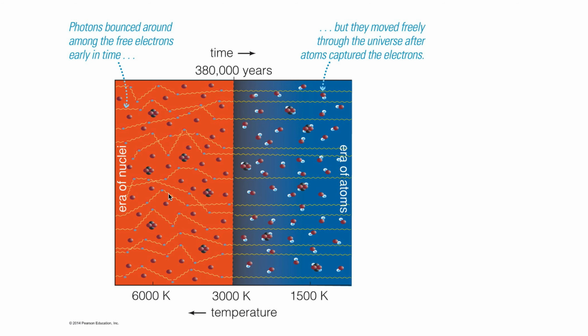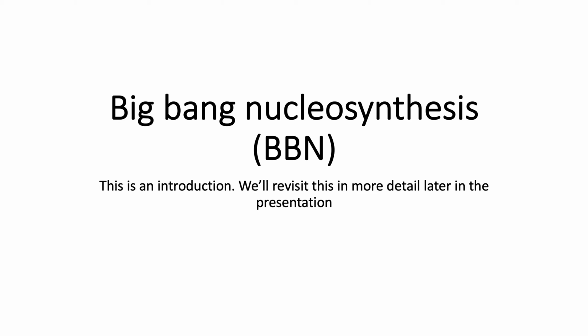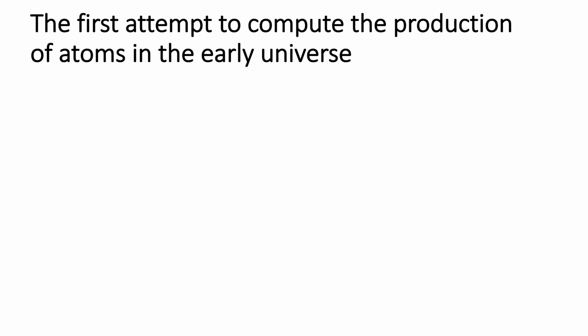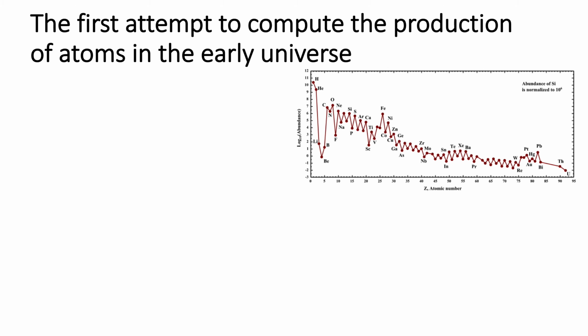So this is a depiction of what was going on very early. Once again, there's the 380,000 year boundary. Over on this side, at the high temperatures, just shrapnel. On this side, atoms. So now, finally, let's talk about nucleosynthesis, BBN. The first attempt to explain this happened in the late 40s, and let me show you what this is.